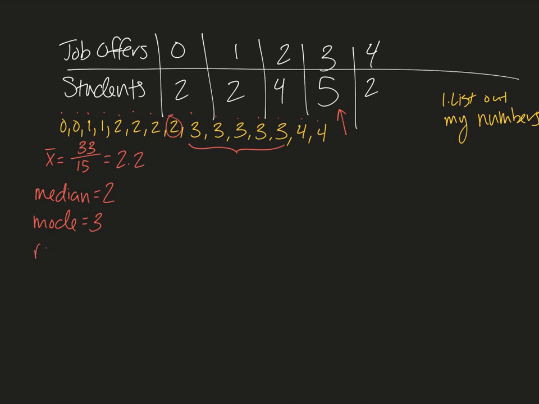We're going to get into the range, and the range is where you take the highest value and subtract the lowest. So the highest number of job offers was 4. The lowest number was 0. Subtracting those, we get 4 as our answer.